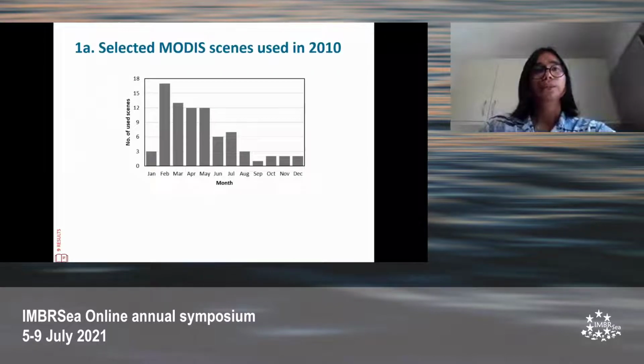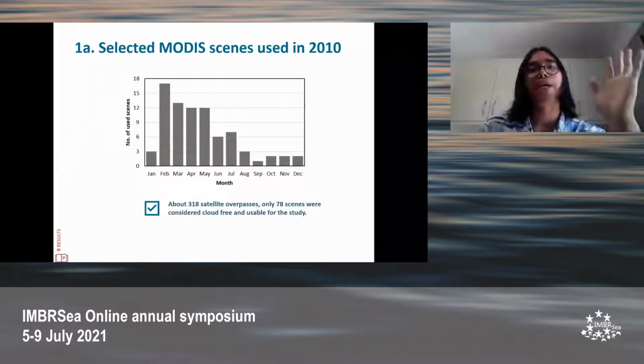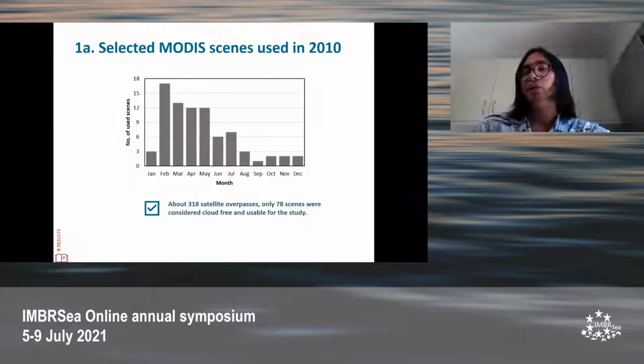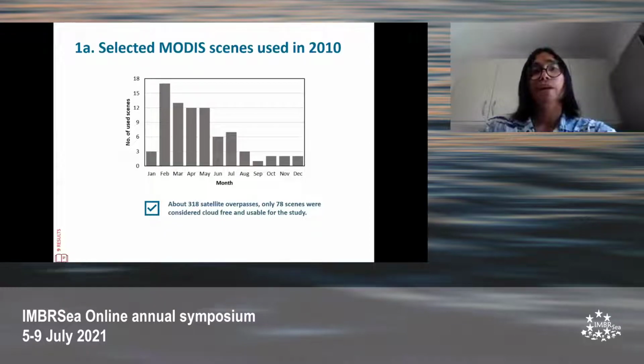During the year 2010, there were 318 satellite overpasses in the Manila Bay area, but only about 78 of them were usable and considered cloud-free. In the graph shown here, this is the distribution of the satellite images available per month, and we observed a skewed pattern of cloud-free images in the area. We can see the wet season has a low number compared to the dry season, and we had the highest coverage during the month of February.